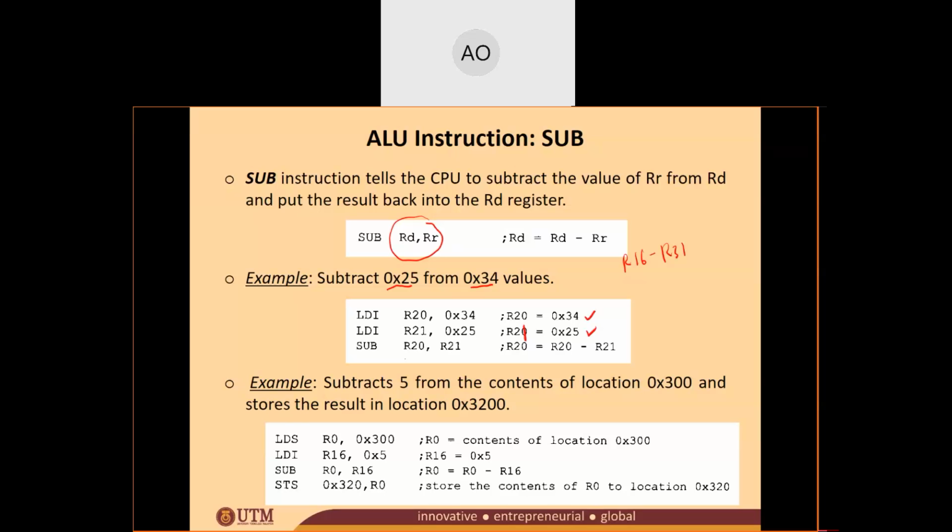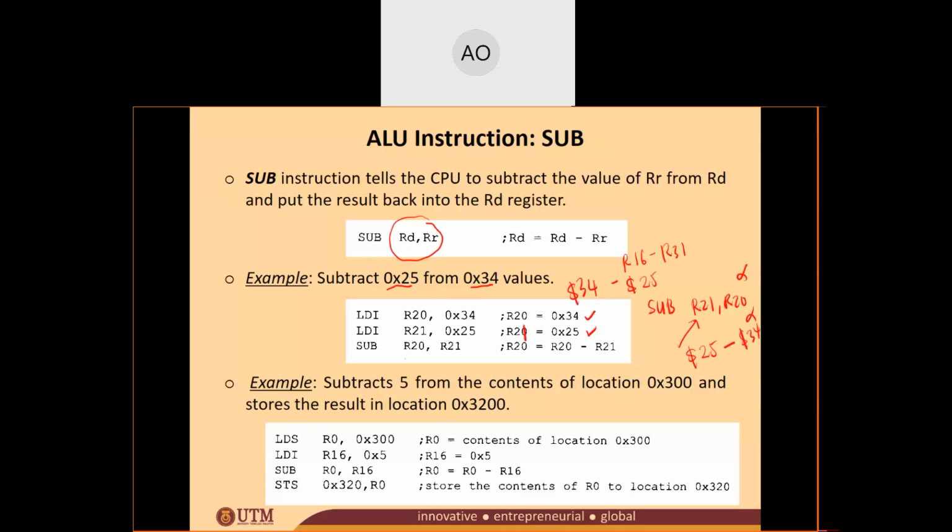After you execute it, R20, which is 34, minus R21, which is 25, and the result is put into R20. If you write it as SUB R21, R20, then your instruction will be wrong. Your program will be wrong. Sebab kamu nak tolak 34 minus 25. If you write it like this, what happens is now 25 minus 34, which is wrong lah.